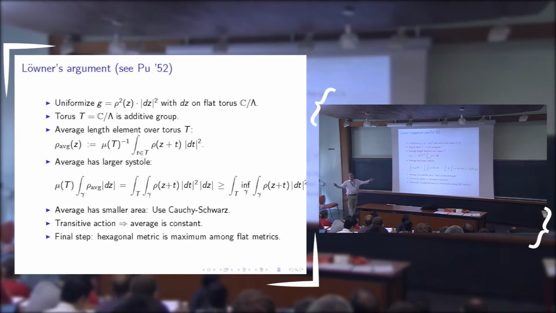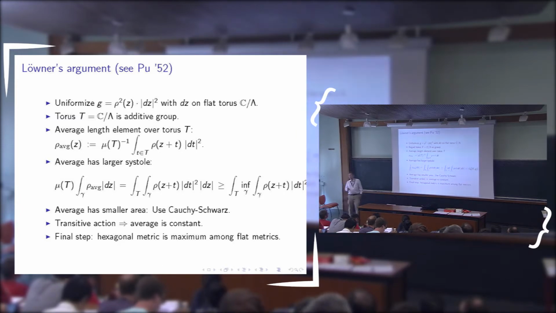Okay, so that's it. You know this guy has to be a flat torus with rho equal to some constant. We have a flat torus. So that's the analysis part, to get rid of the conformal factor. And then the final step is to show that the hexagonal metric is maximum among flat metrics. So we reduce ourselves to a flat metric problem.